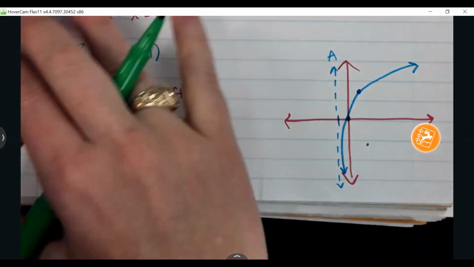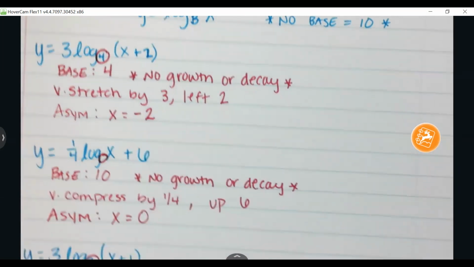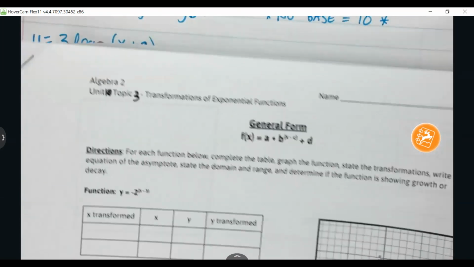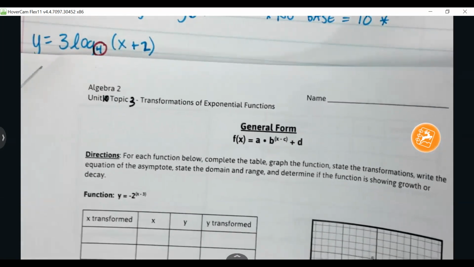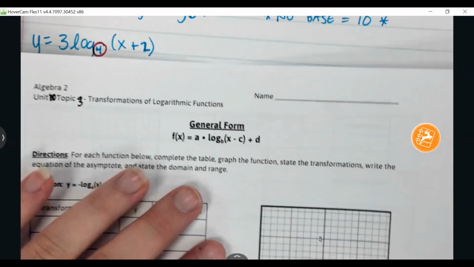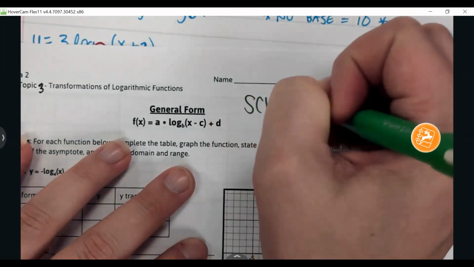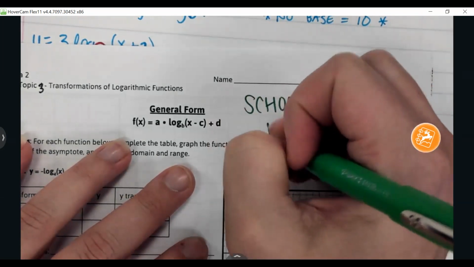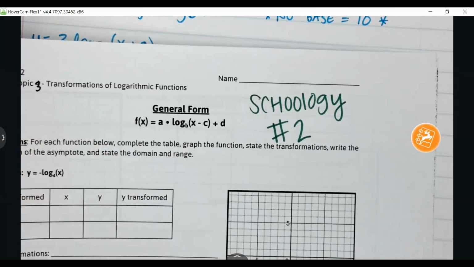If you are physically in my classroom, you got this packet, you should have finished page 1. If you didn't, you need to be working on that. Today we are on page 2. If you are on Schoology, this is under topic 3. This is practice number 2, okay?